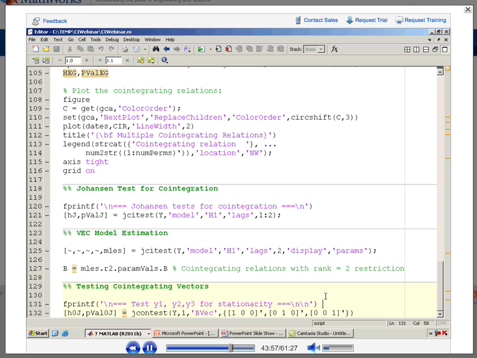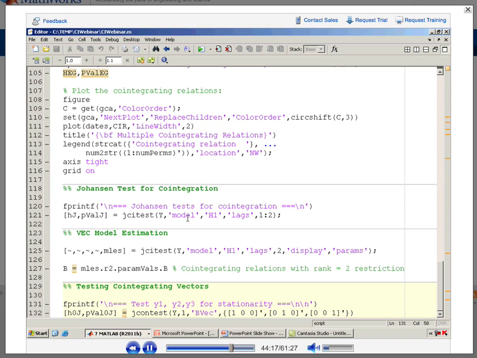That's what we're testing. Basically, we're doing the pre-testing that we did earlier to see if we're working with stationary or non-stationary data within the Johansen framework. So you don't really have to pre-test. You can do it within the same framework. It's another nice feature of what Johansen has worked out with this framework.